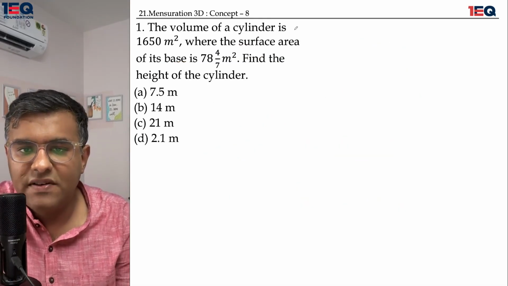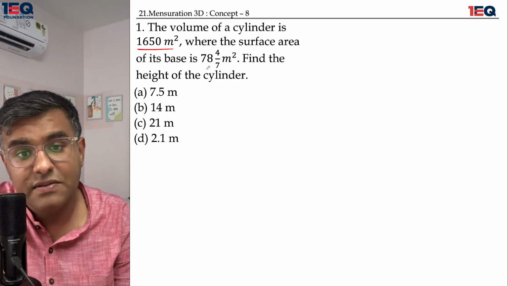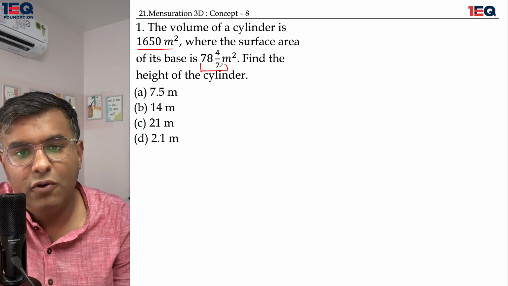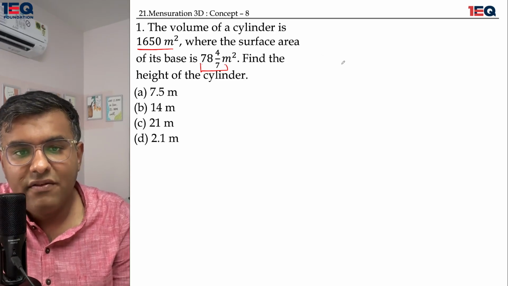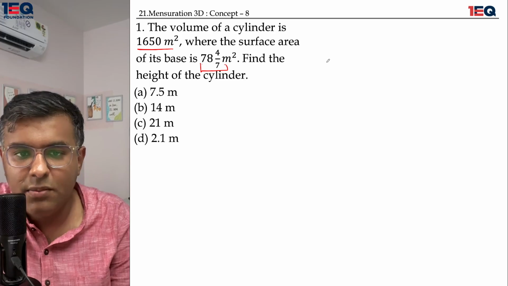The volume of a cylinder is 1650 meter square, whereas the surface area of its base is 78 4 by 7 meter square. Find the height of the cylinder. There is a very peculiar thing about the surface area being multiplied by height.